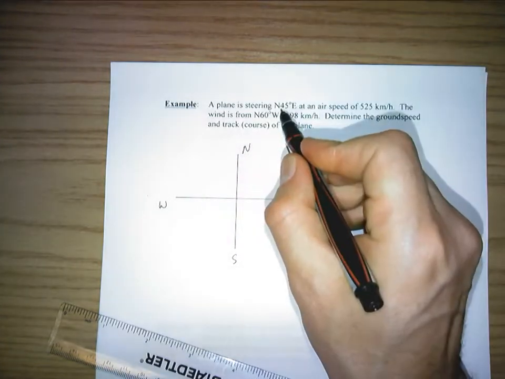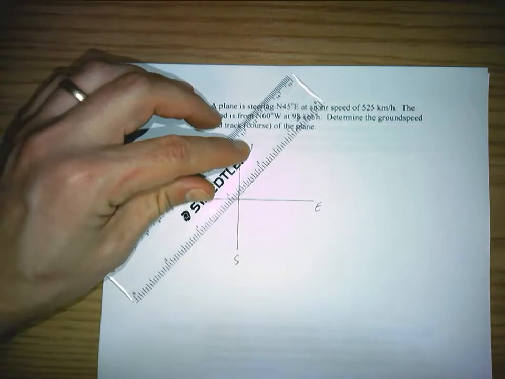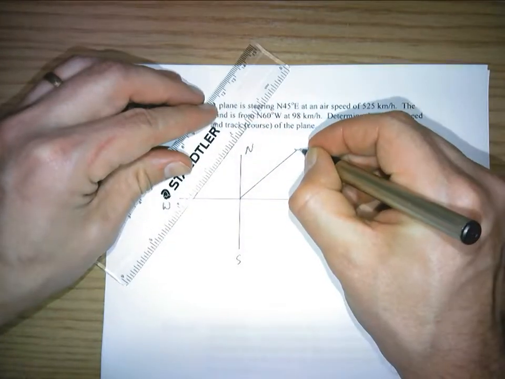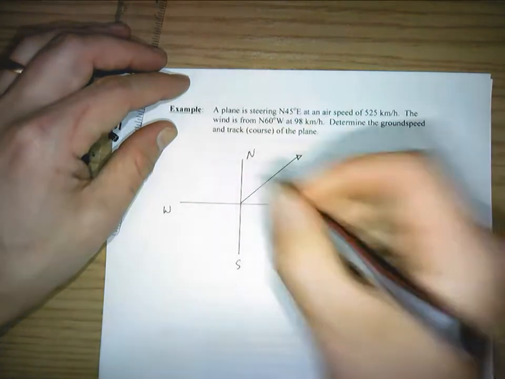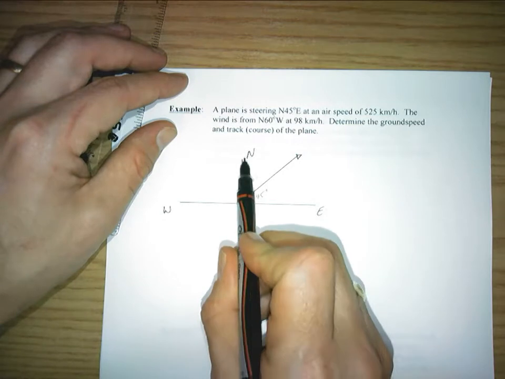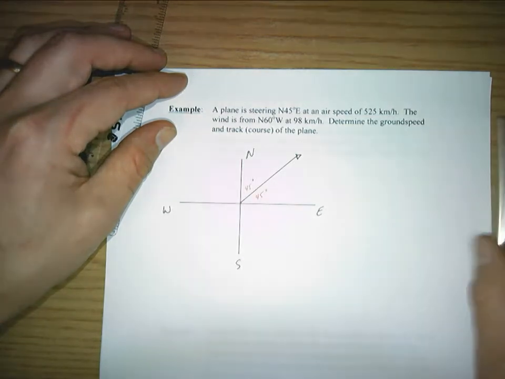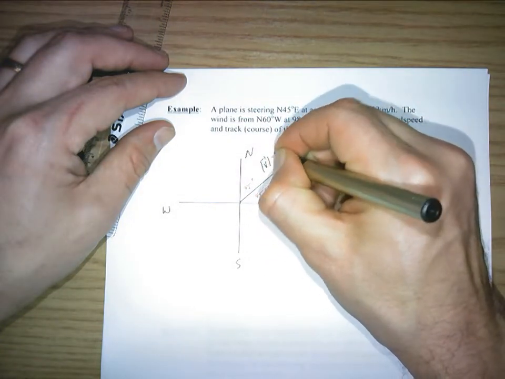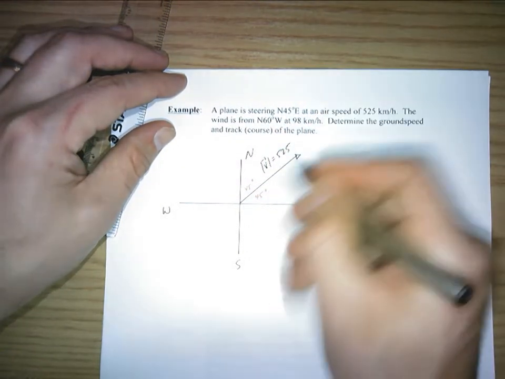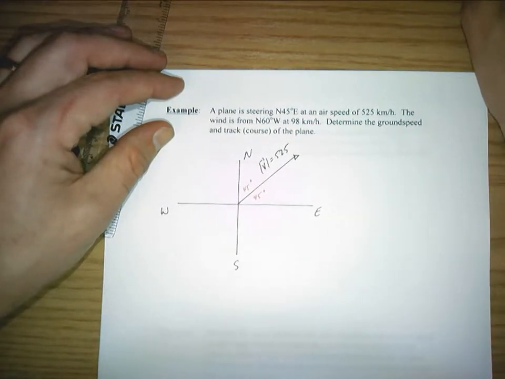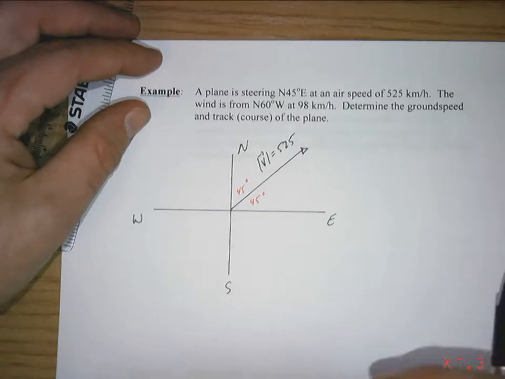We have a plane that's going to be steering at north 45 degrees east. So it's steering like that, and it's going to be 45 degrees here and 45 degrees here, because that's what it means to be north 45 degrees east. Now our airspeed for this is going to be 525. I happen to make that 525, so if I have any other speeds coming into this, they either better be larger or smaller than it relative to the numbers that I have.